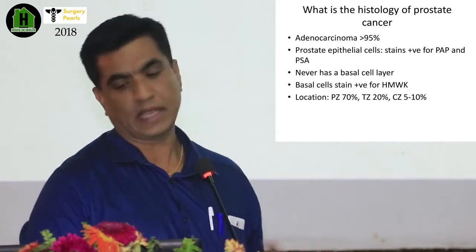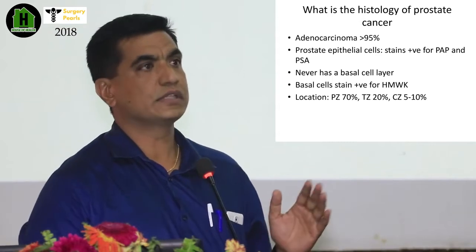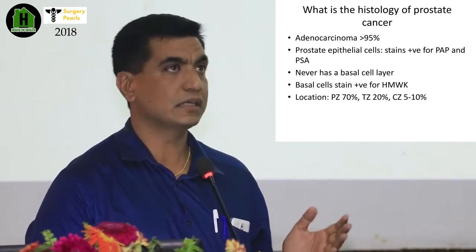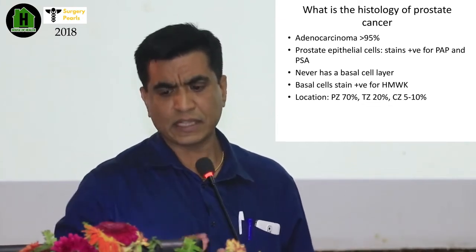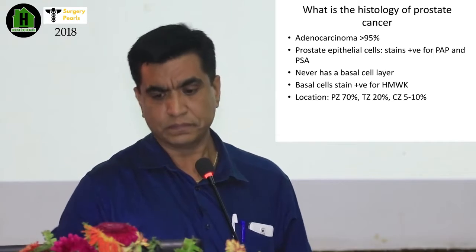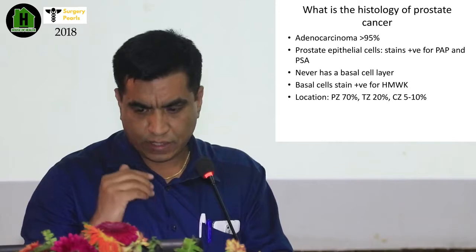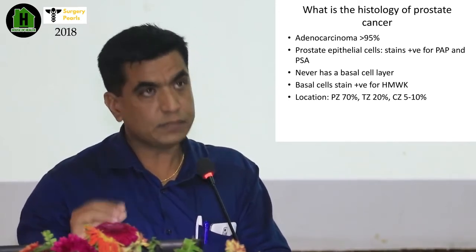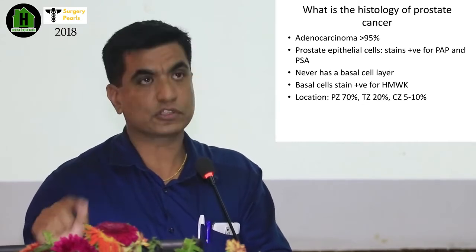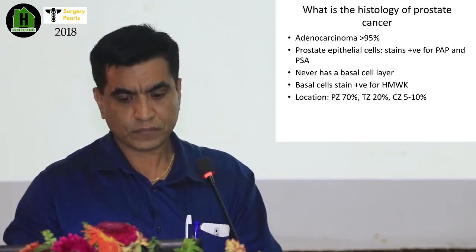So what then is the histology of prostate cancer? All of us know and agree that it's adenocarcinoma. Rare histological findings include urothelial CA, sometimes neuroendocrine differentiation of adenocarcinoma, sarcomas. But adenocarcinoma is by far the most common. The important histological point which I wanted to highlight is that prostatic epithelial cells stain positive for prostatic acid phosphatase and PSA. PSA is an important marker of CA prostate.